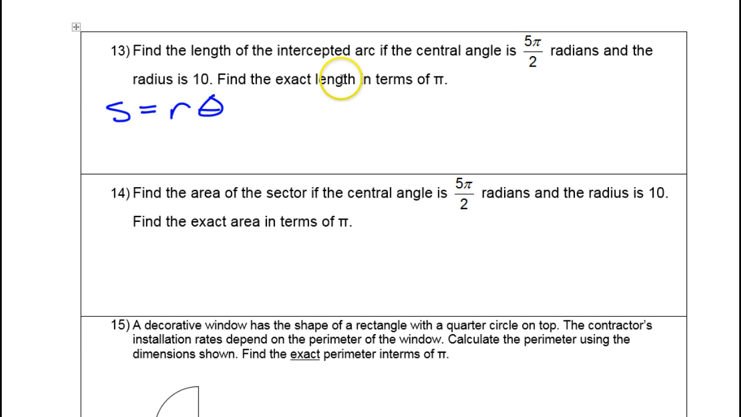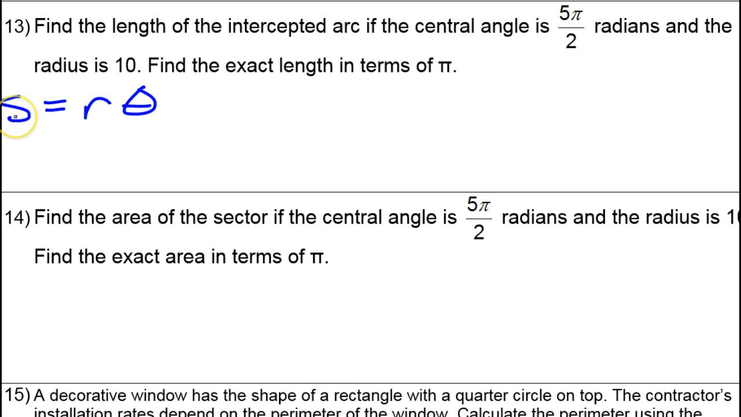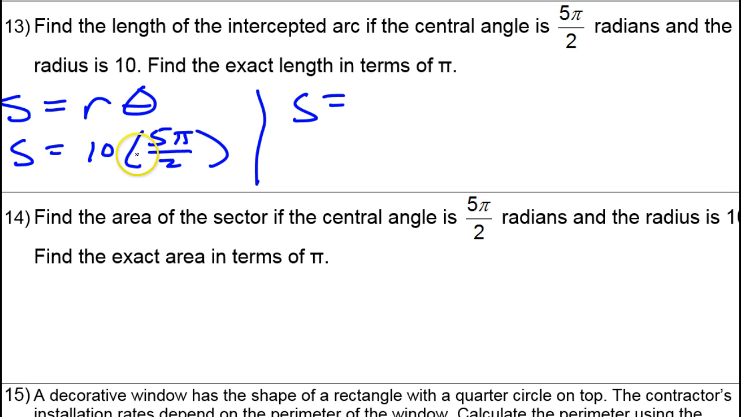So let's look at a specific problem. Looking at problem number 13, find the length of the intercepted arc if the central angle is 5 pi over 2 radians and the radius is 10. We're going to write the exact length in terms of pi. Like I said on the other screen, the arc length is equal to the radius times the angle when it's in radians, which it is. So I'm going to do 10 times 5 pi over 2. 10 times 5 is 50, so that's 50 pi over 2, which is 25 pi.